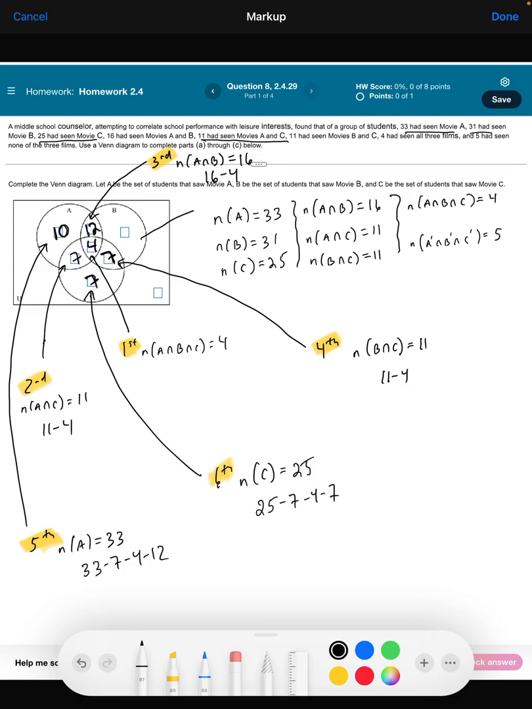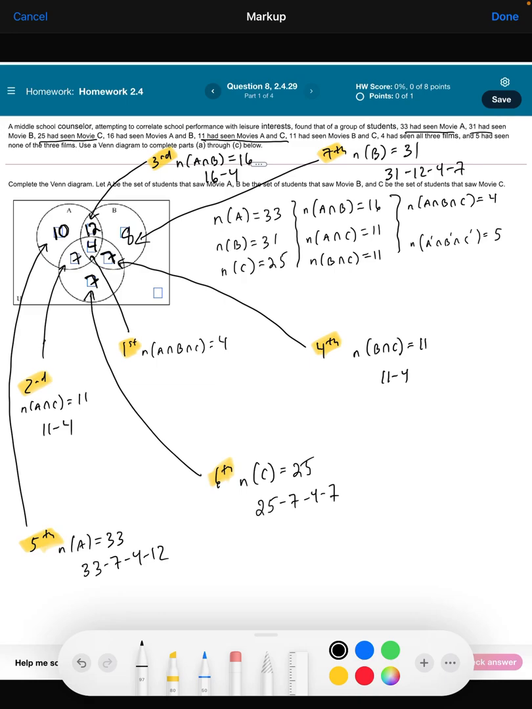Now we're going to our 7th step, which is right here. That is B, which is 31. Once again, which numbers do we know in B? We know those 3 numbers. So from 31, we just subtract those numbers: 31 minus 12 minus 4 minus 7 gives us this number to be 8.